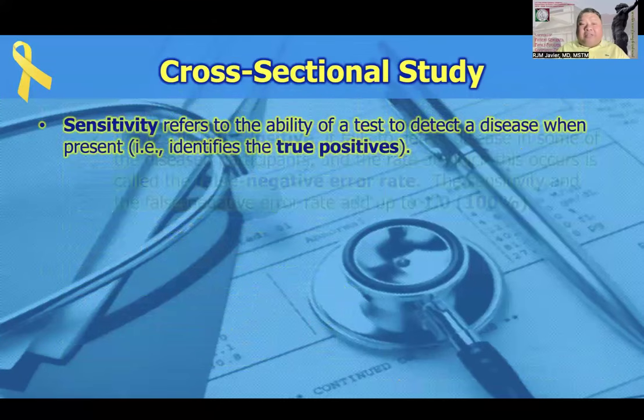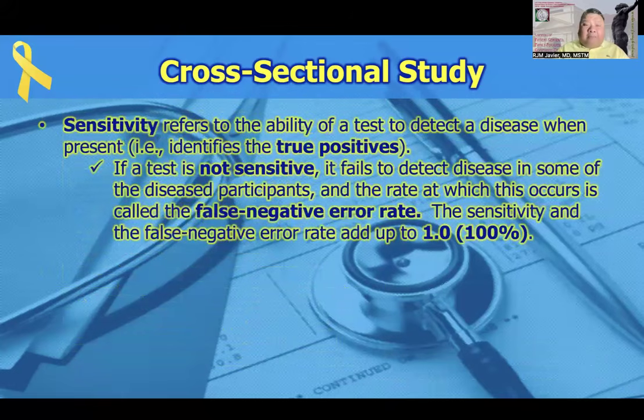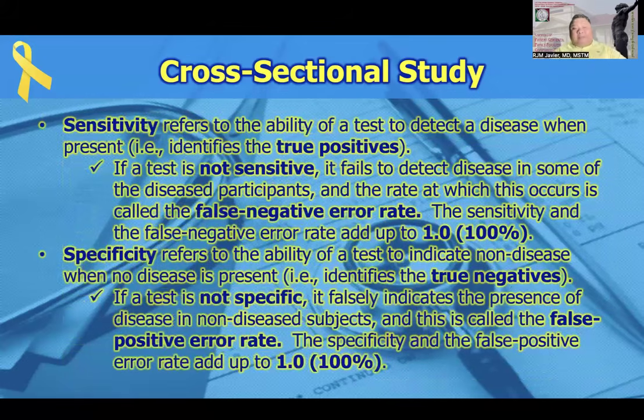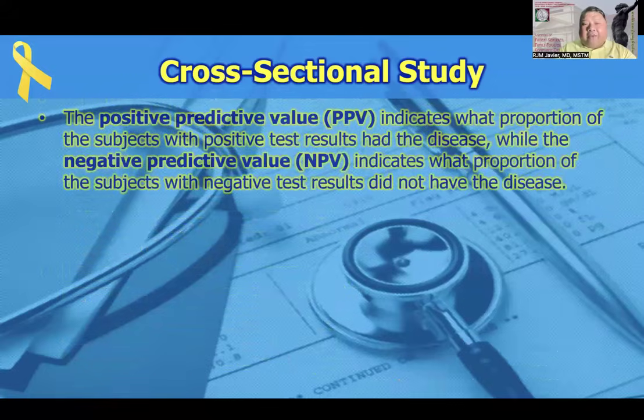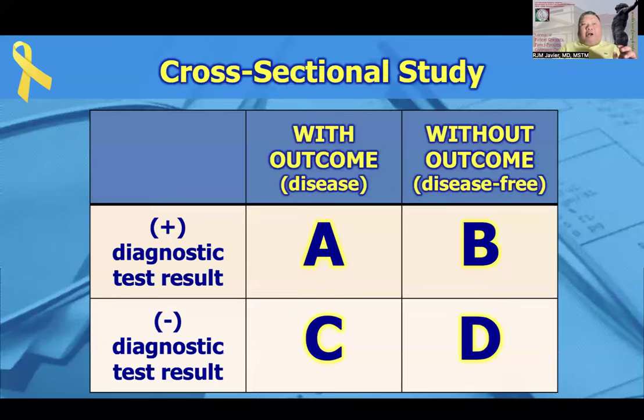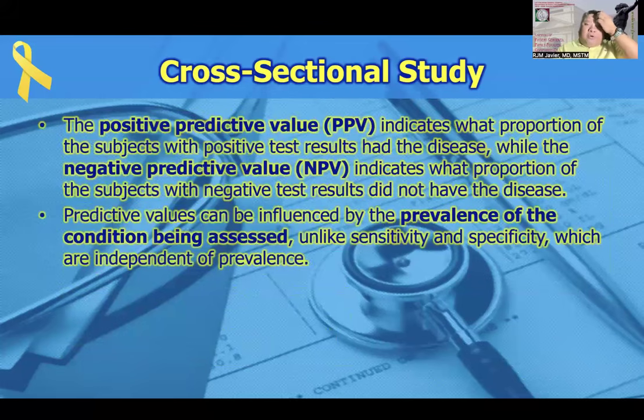And we have discussed previously already sensitivity, true positives, false negative error rates, as well as specificity and positive error rates. I just wanted to highlight that aside from these, including the predictive values, I want to reiterate that your sensitivity and specificities are inherent characteristics of the diagnostic tests. They are not influenced by the prevalence of the disease, unlike your predictive values, which are dependent on or influenced by the prevalence of the disease.